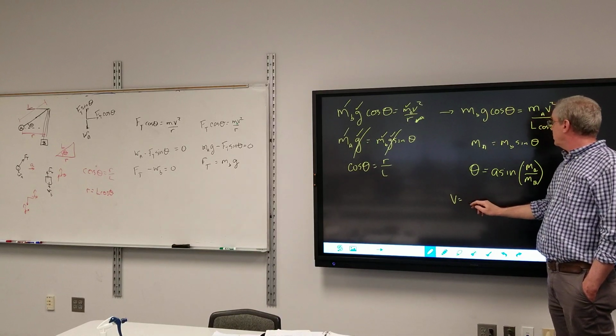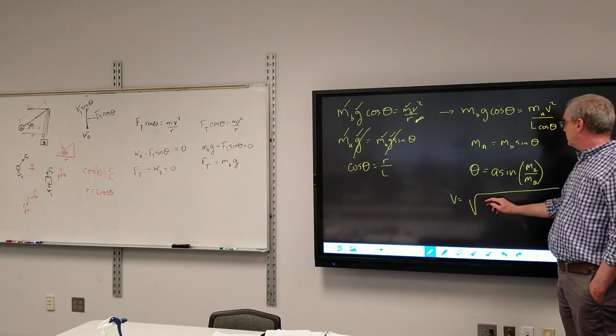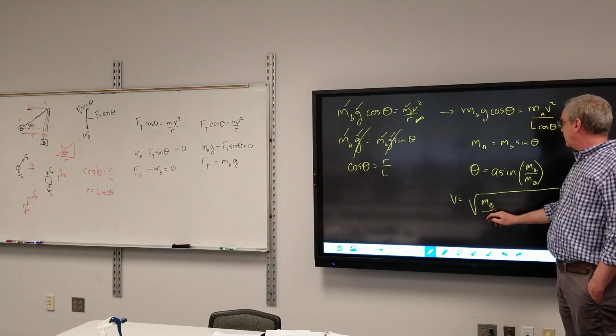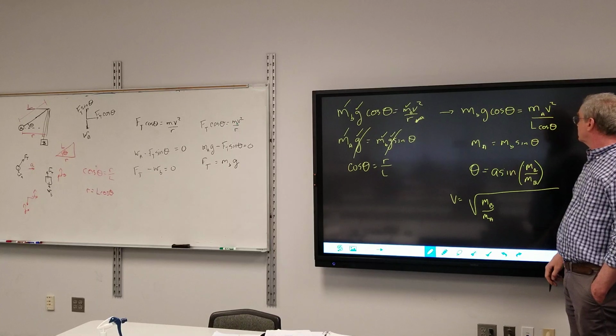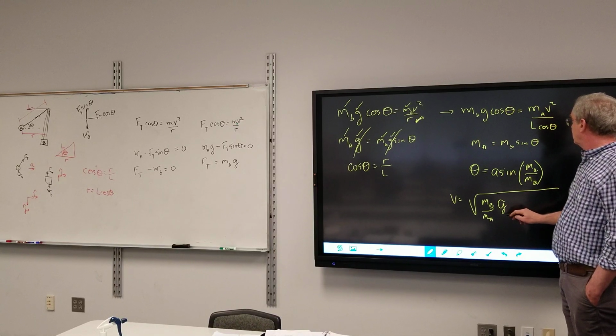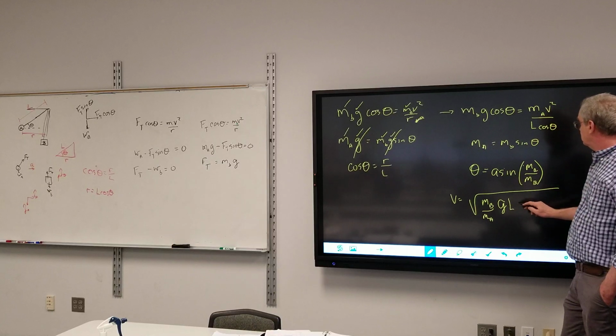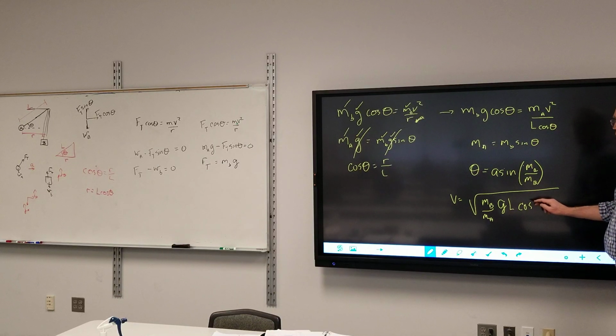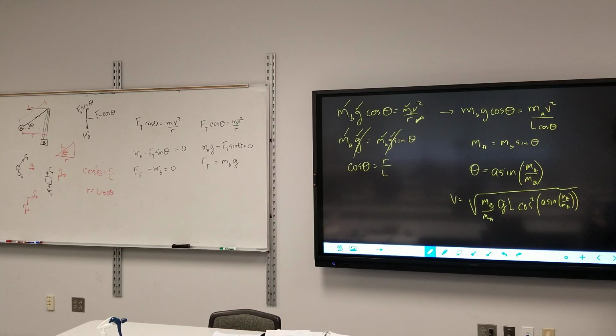So V is equal to the square root of m_B over m_A times g L cosine squared of theta, which is the arc sine of m_A over m_B. It's as simple as that.